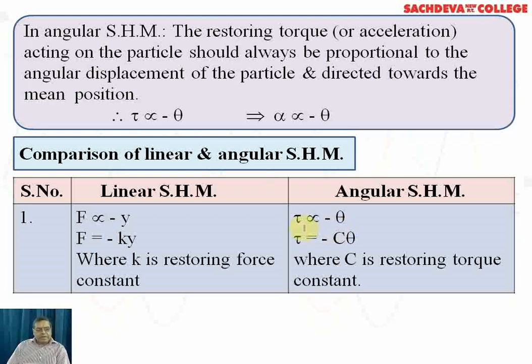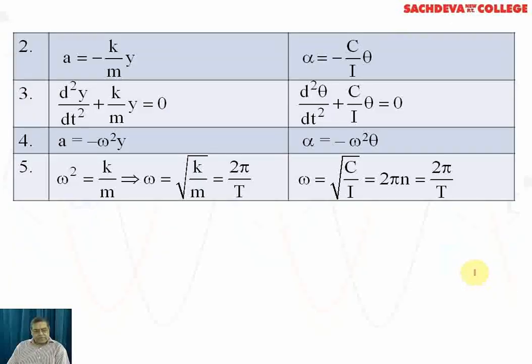So for the linear SHM, as I have explained earlier, we can write F is equal to minus Ky, and torque can be written as minus C theta. And in the linear SHM, K is the restoring force constant, and in the angular SHM, C is the restoring torque constant.